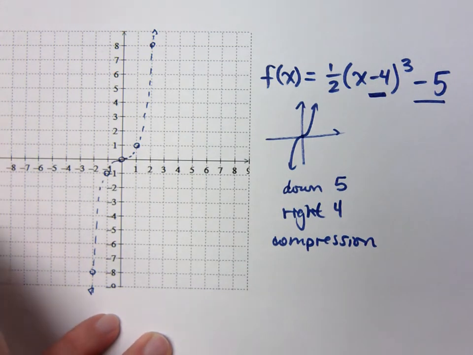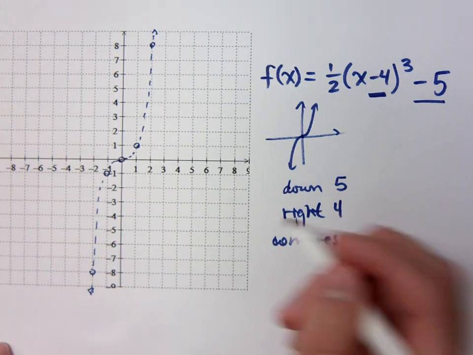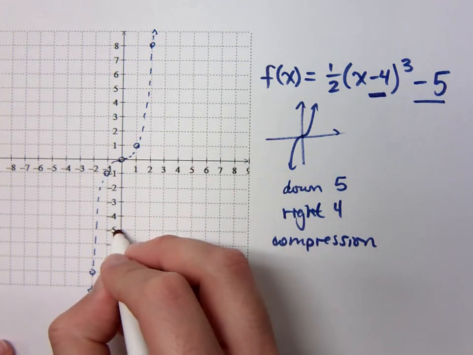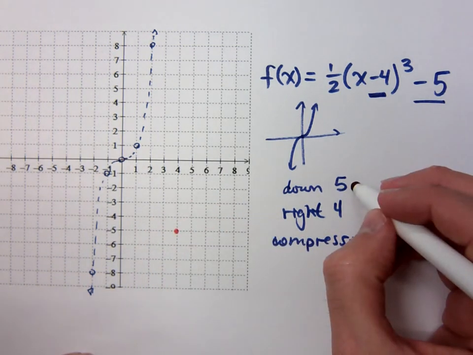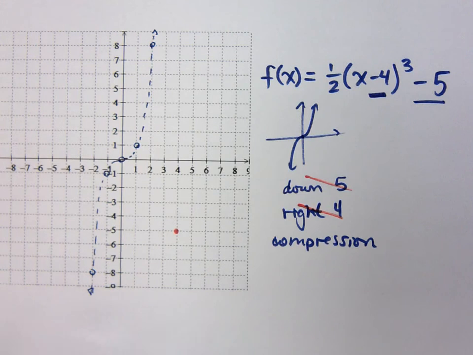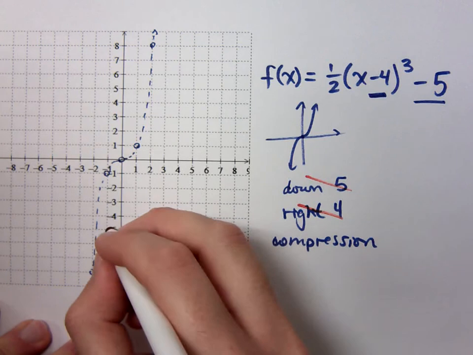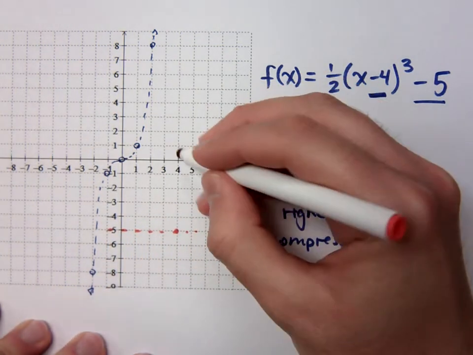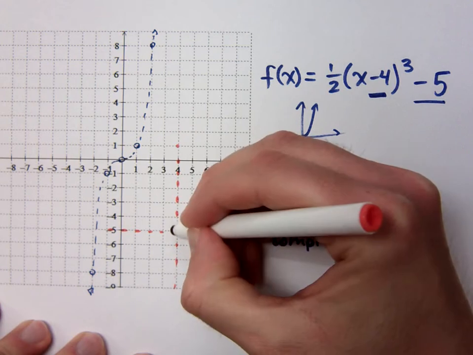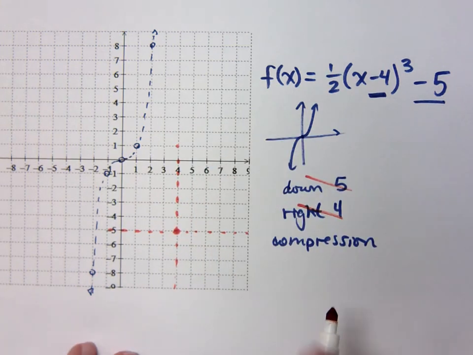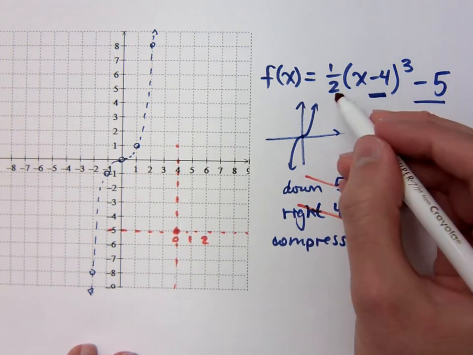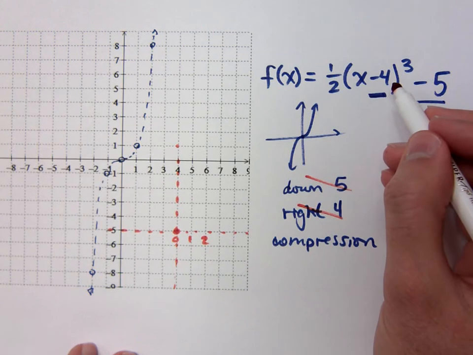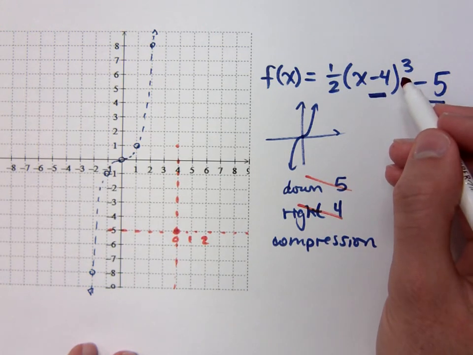Now, let's make the adjustments. Down 5 and right 4, so down 5 to the right 4 is right there. I've already used the down 5 and right 4. I don't need to worry about that anymore. I'm going to make my little crosshairs here so I know what my new origin is. So my key points are going to be 0, 1, 2, and so on. But notice I've got the 1/2. So not only will you have to cube, but you're also going to have to then multiply times 1/2.